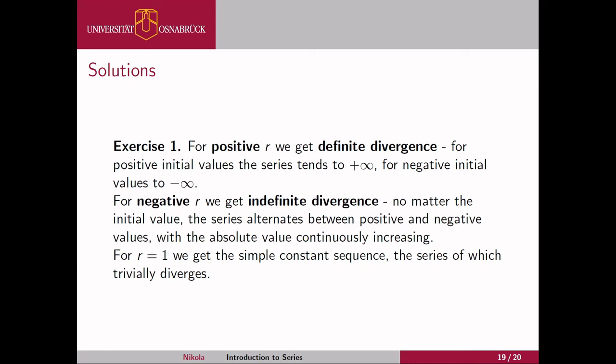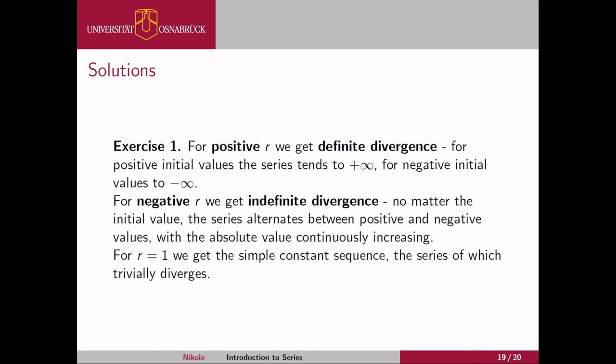And if we look at the special case for r equals 1, well, we just get the constant sequence of our initial value. So let's say our initial value is 5, and the common ratio between two consecutive terms is always 1. Then, well, 5 over 5 is 1. So we get a constant sequence of 5, which is obviously diverging.